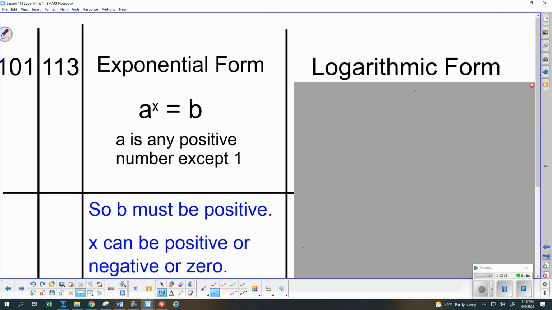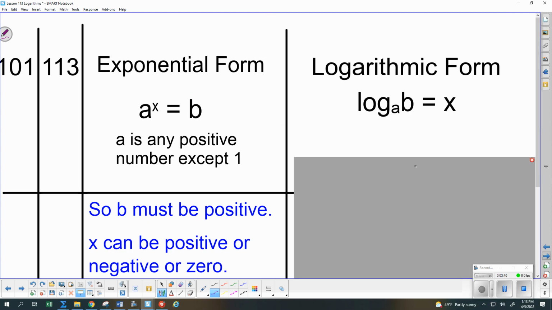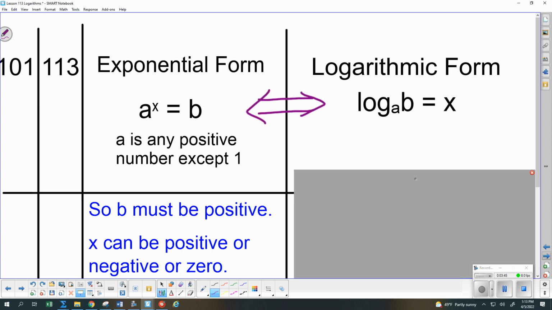Then let's put that in the formula list. These two things are equivalent. These mean the same thing as each other. A to the x is b is equivalent to log base a of b equals x. Few restrictions. A, so our base, is any positive number except 1.